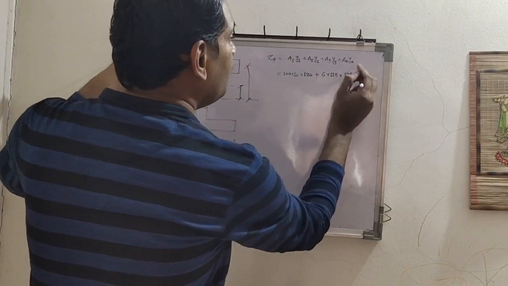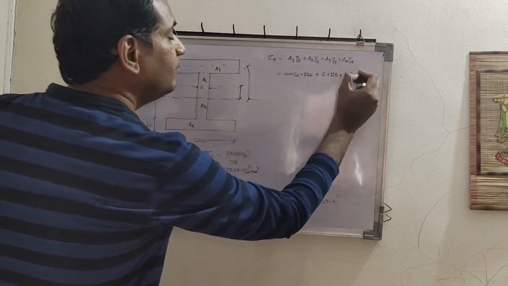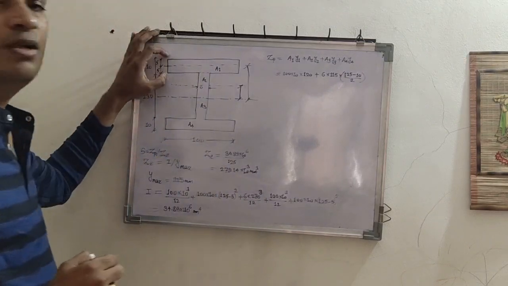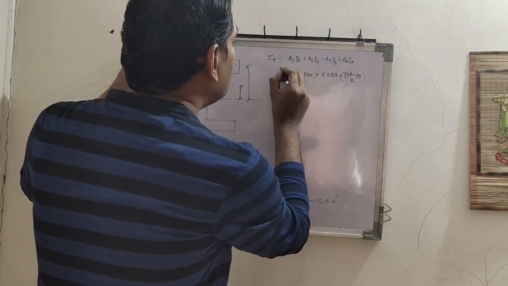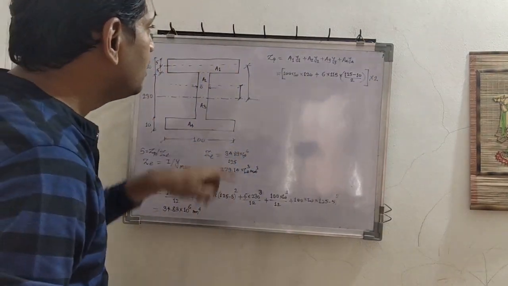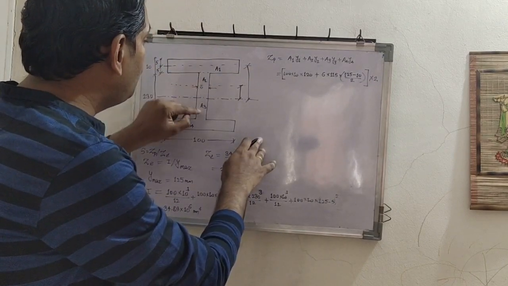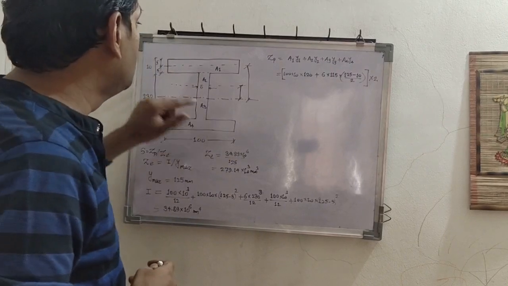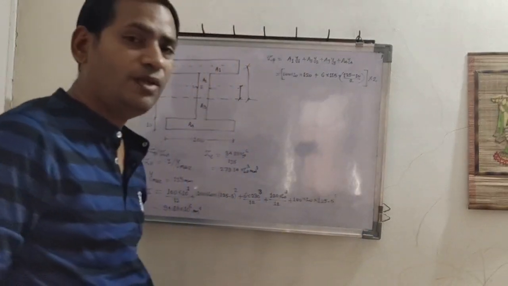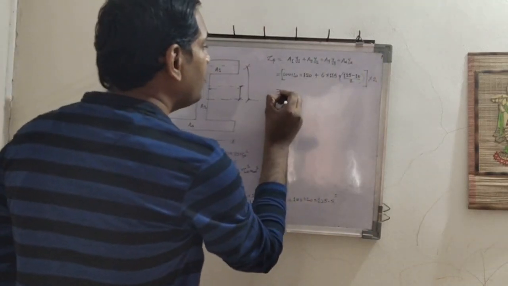So this is A2 into Y2. We are finding Y2. So 125, from this you subtract 10, divided by 2. So this is A2 into Y2. Now we can make this whole thing 2 times. Why? Because A1 is equal to A4 and A2 is equal to A3. Okay. So whatever is A1 Y1 plus A2 Y2, same will be A3 Y3 plus A4 Y4. So we have made it double. Now we shall find it.